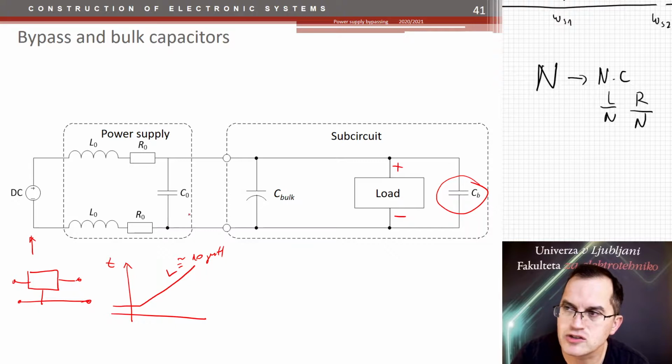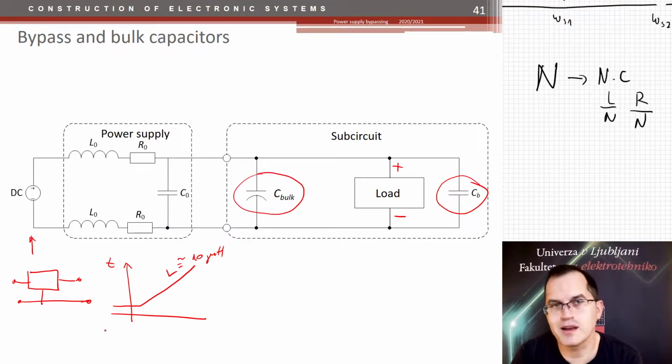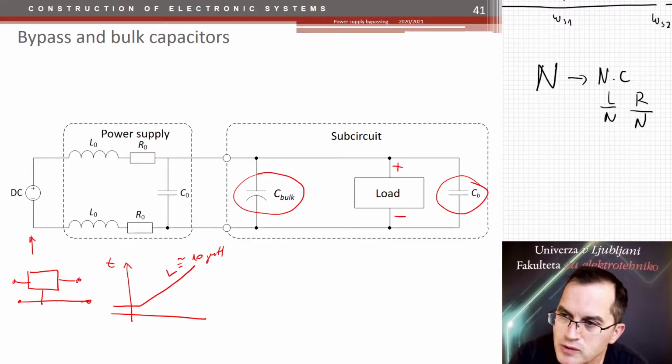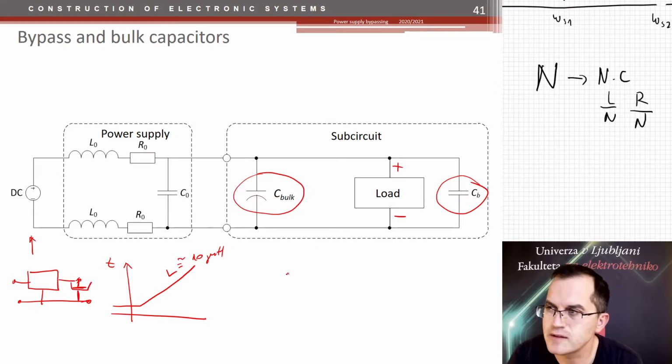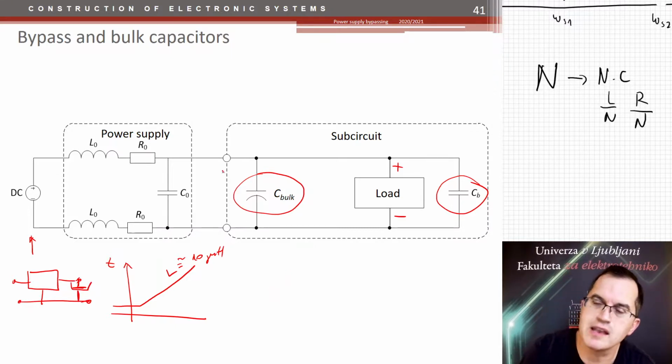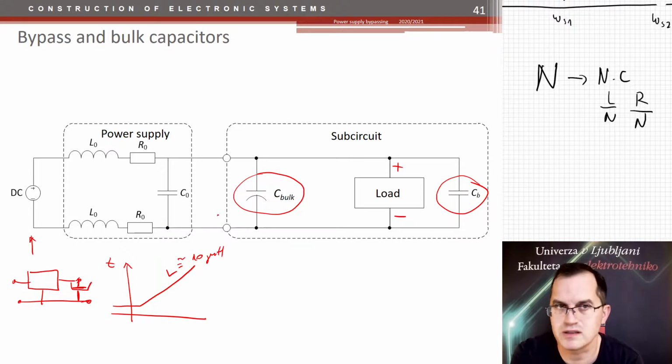Now all that we did not take into account, but this can be quite easily solved by using a very large so-called bulk capacitor. Bulk capacitor is the capacitor which you put close to the voltage source you have, or let's say if you have a sub-circuit, you put it at the beginning of your sub-circuit which you're powering with this voltage source.